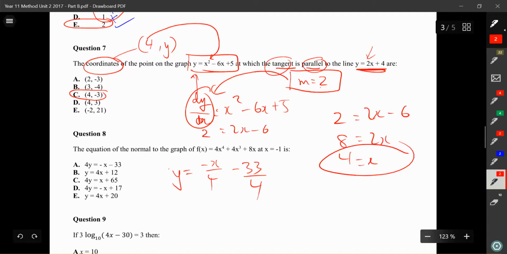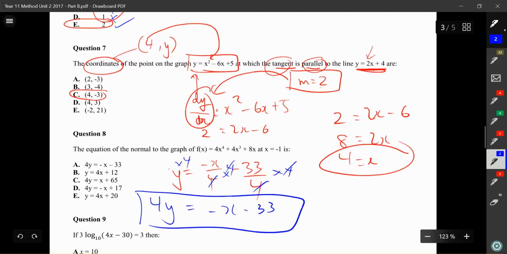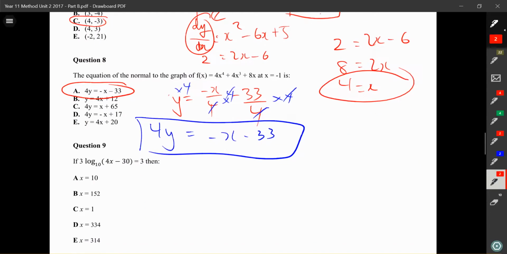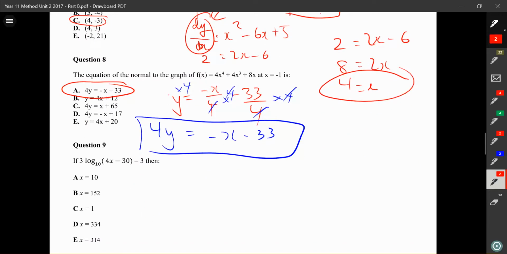Now notice they're both out of 4, so if I times them all by 4, then the 4's cancel out, and you get -x minus 33 is equal to 4y. Do we see that? I know they do it by hand in your solutions, if you look at the solutions, but I'm telling you, learn to use your CAS. Okay, there you go. You got your equation.